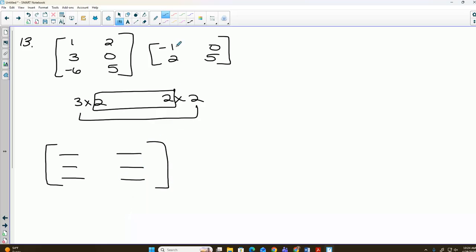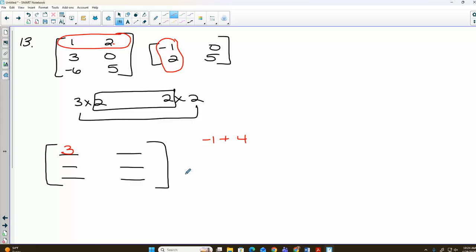All right, we have to find each of these numbers. So what we do is a row times a column. So you do 1 times negative 1, which is negative 1, plus 2 times 2 is 4. Negative 1 plus 4 gives me a 3.